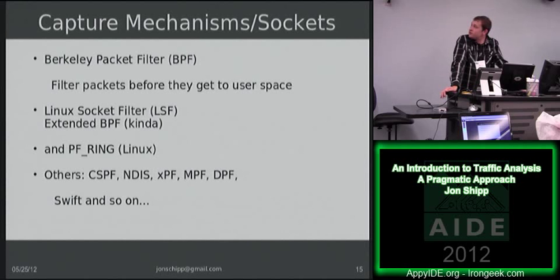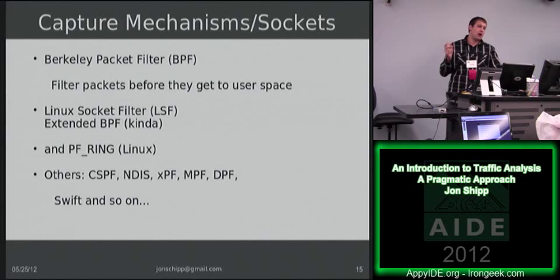So a few things. With these mechanisms for capturing these packets, we talked about Berkeley packet filter and then the Linux socket filter. So there's two ways of getting copies of the packets. We mentioned pfring, and a little history here. If you go down to the bottom where it says others, CSPF, I believe that was the first filtering system or packet capturing system created at Cambridge Stanford. Well, it stands for Cambridge Stanford Packet Filter.